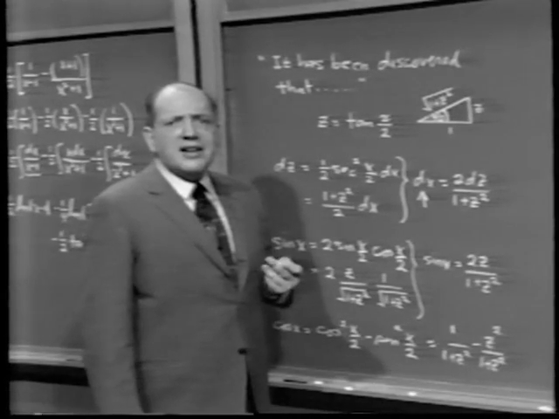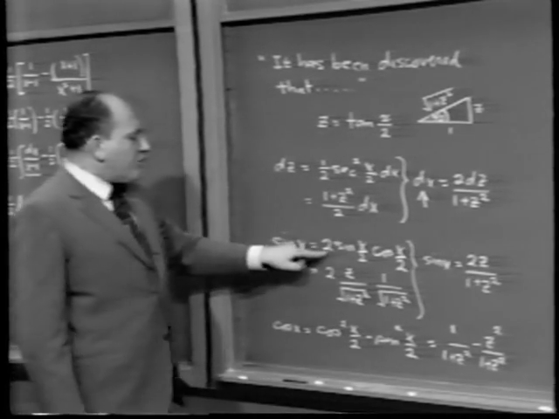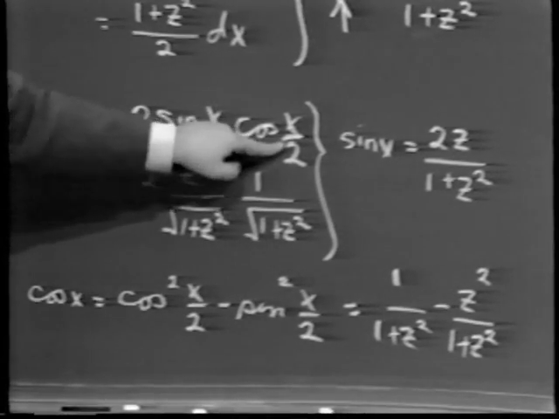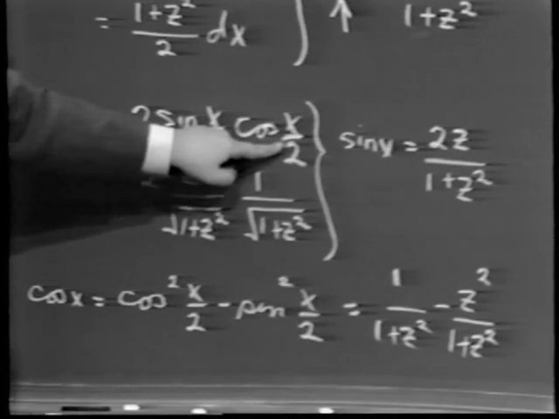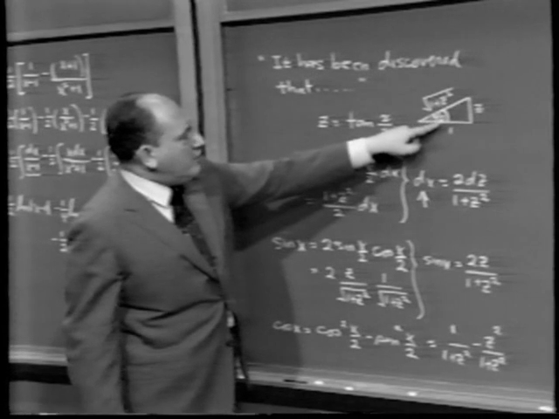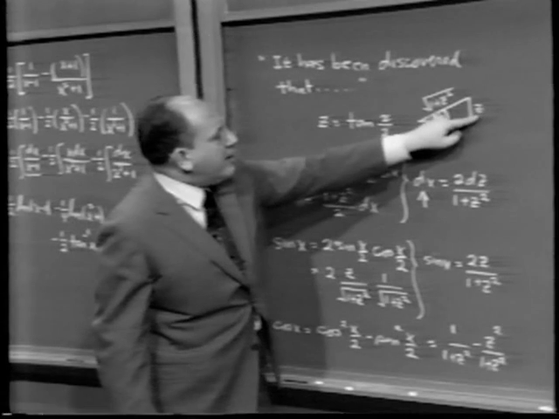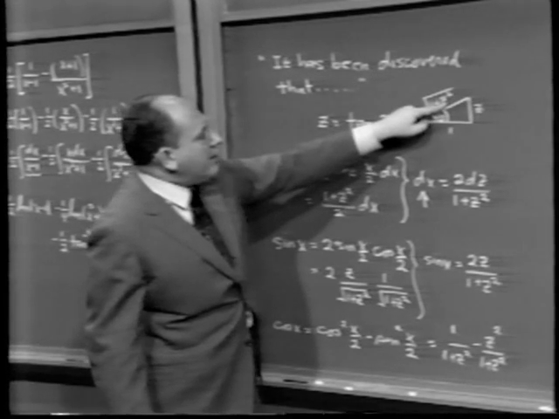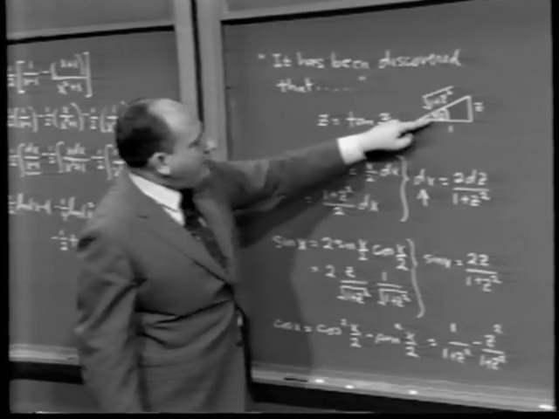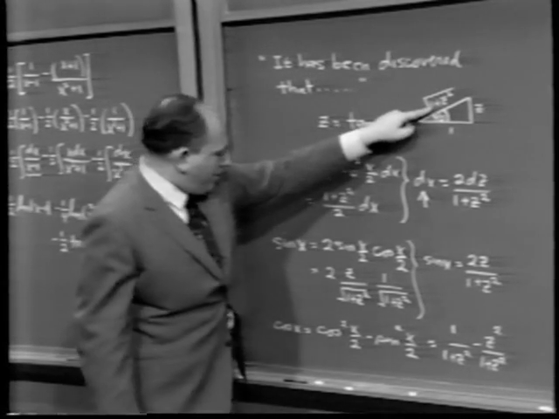And again, notice the dependency on identities. Sine x is twice sine x over 2, cosine x over 2. But from my reference triangle, I can pick off the trigonometric functions of x over 2 very easily. Namely, the sine of x over 2 is just z over the square root of 1 plus z squared. And the cosine of x over 2 is just 1 over the square root of 1 plus z squared.